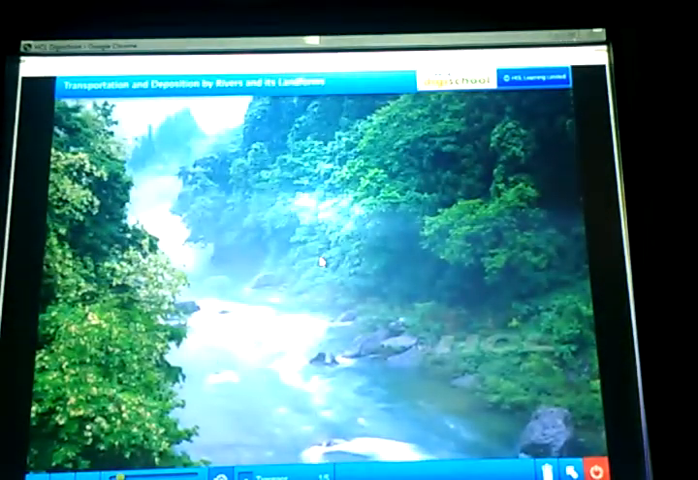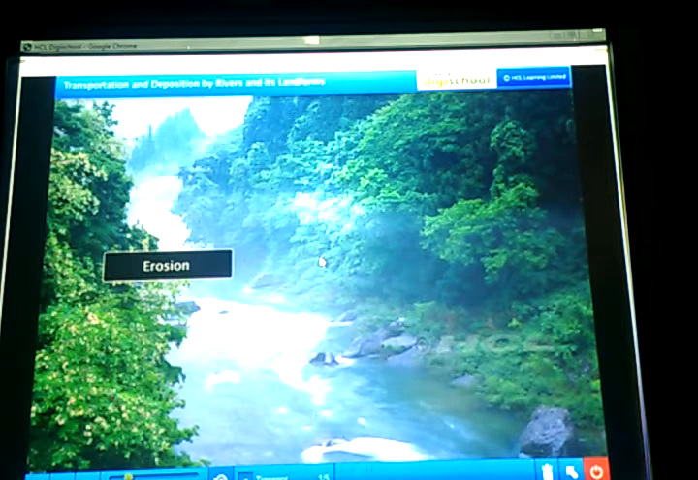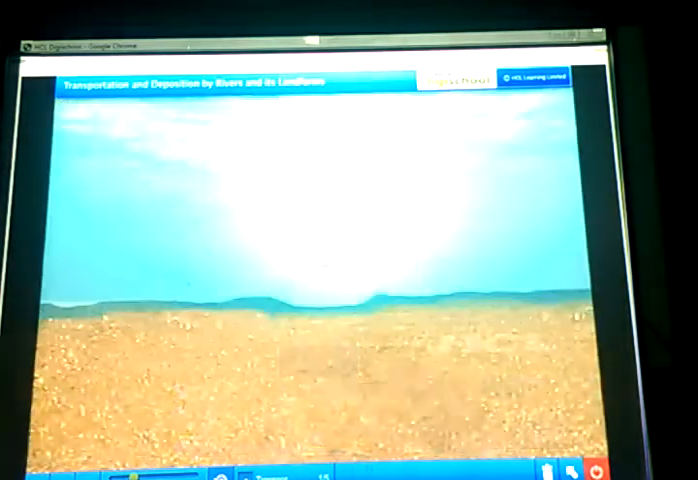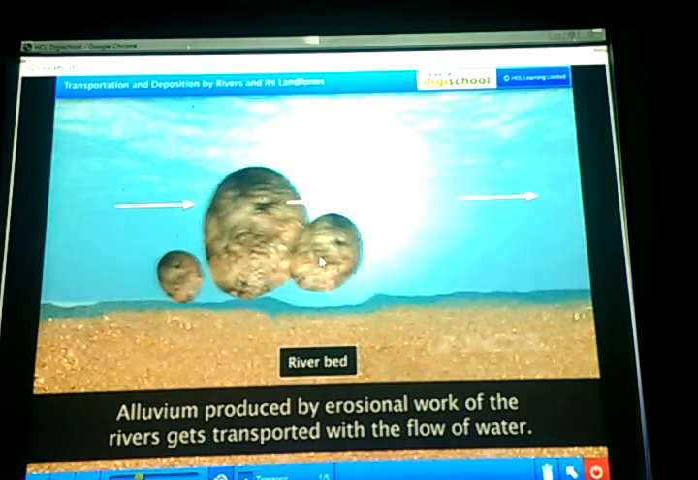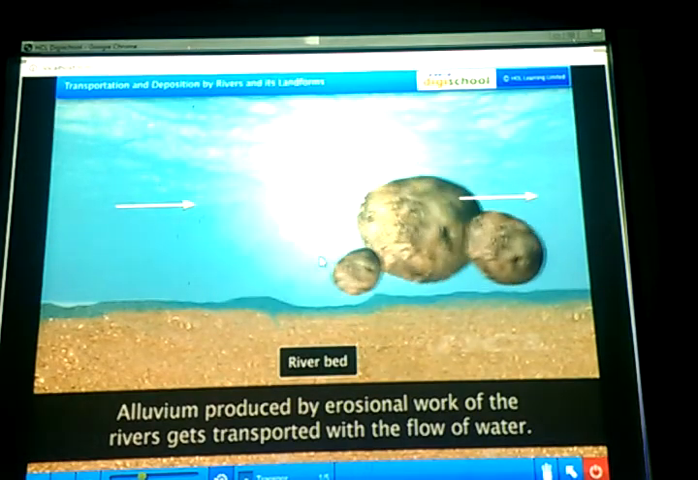As a river flows along its course, it performs three main actions. They are the act of erosion, transportation, and deposition. The alluvium produced by erosional work of the rivers gets transported with the flow of water.